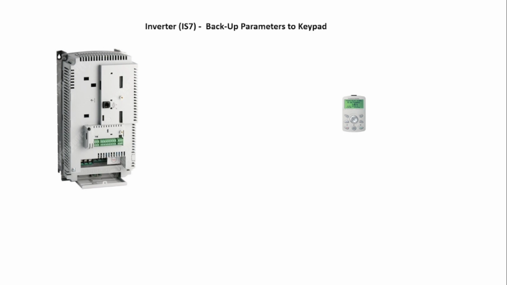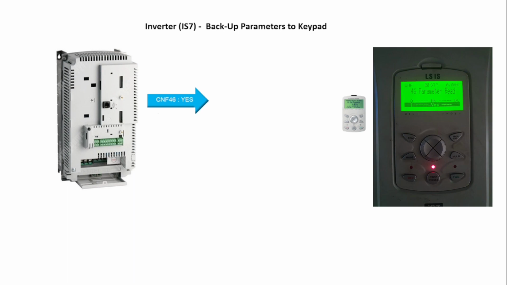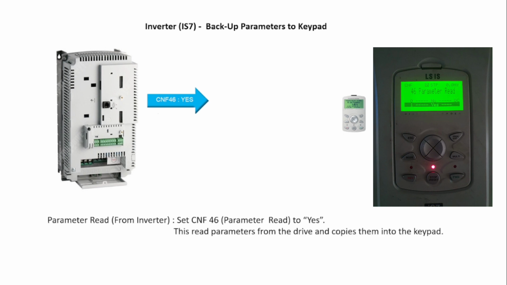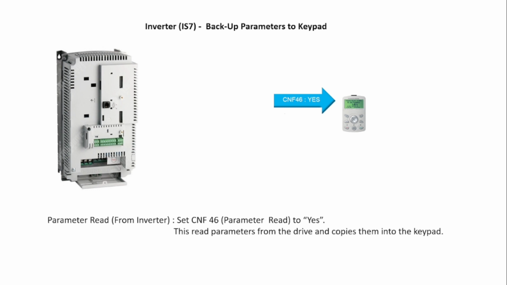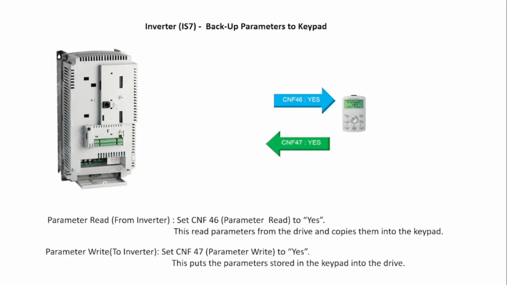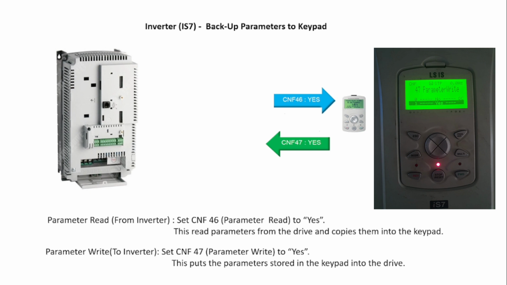To copy saved parameters from the inverter to the keypad, in configuration mode, we have to set parameter number 46, parameter read option, to yes. It will copy saved parameters from the inverter to the keypad. Similarly, to copy parameters from the keypad to the inverter, in configuration mode, we have to set number 47, that is, parameter write option, to yes. It will copy the keypad parameters to the inverter.